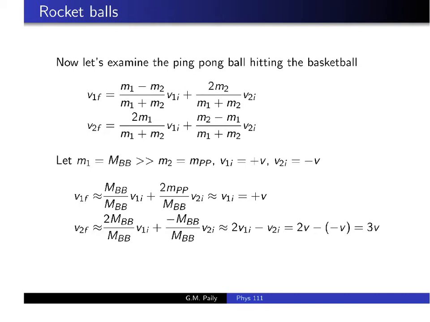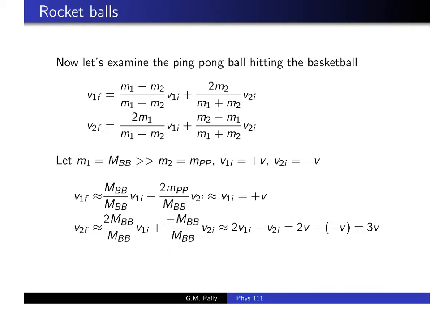Here we have 2 times the mass of the basketball divided by the mass of the basketball plus the mass of the ping pong ball, which is dominated by the mass of the basketball. This ratio simplifies into approximately 2 times v1 initial. In the second term, we have mass of the ping pong minus mass of the basketball, divided by mass of the basketball plus mass of the ping pong. Again, the basketball dominates, so the numerator can be approximated as negative mass of the basketball and the denominator by just mass of the basketball.